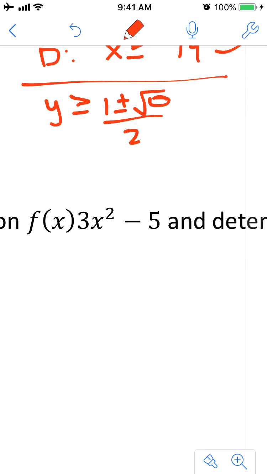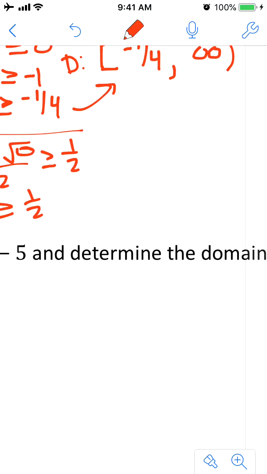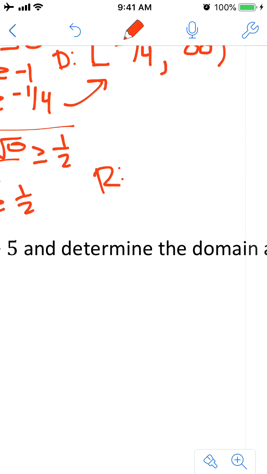Plus or minus 0 is not going to do anything. So that's just 1/2. So the range, y has to be greater than or equal to 1/2. It's only going to be greater than or equal to 1/2. It's not that it has to be, it's that it's not going to be anything but greater than or equal to 1/2. As an interval, once again, that's including 1/2 all the way to infinity.